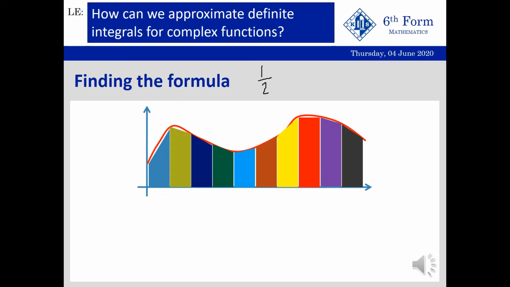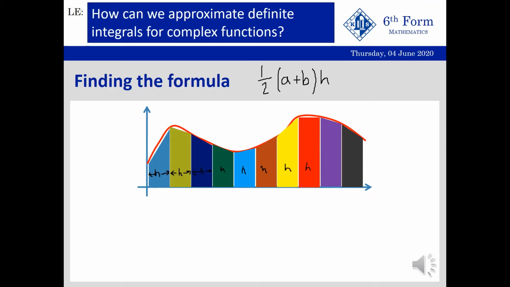So you should know from GCSE, your formula for the area of a trapezium is a half of a plus b times by the height. In our trapeziums, we've set them all up to have the same width, which we're going to call h. Slightly confusingly, we're using h for the width, but each trapezium will have this width of h going all the way through.